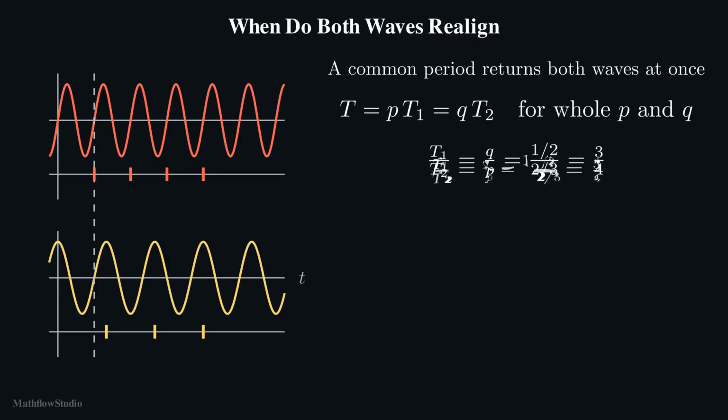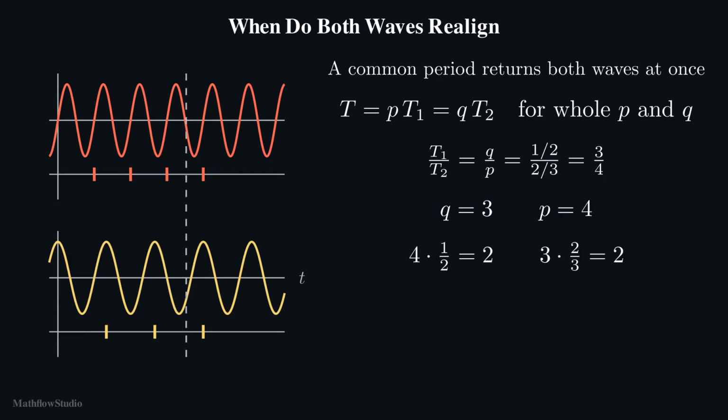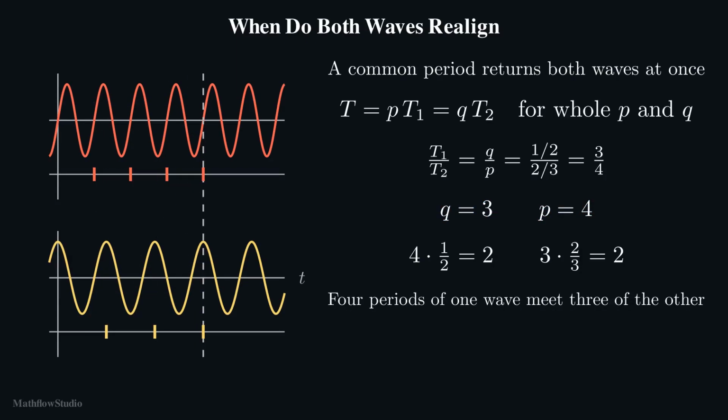4 periods of the first wave and 3 periods of the second cover the same span of time. Multiplying 4 by 1/2 gives 2 seconds, and multiplying 3 by 2/3 gives 2 seconds as well. A shift of 2 seconds meets a return in both rows at once. 2 seconds is therefore the smallest shift that realigns them.